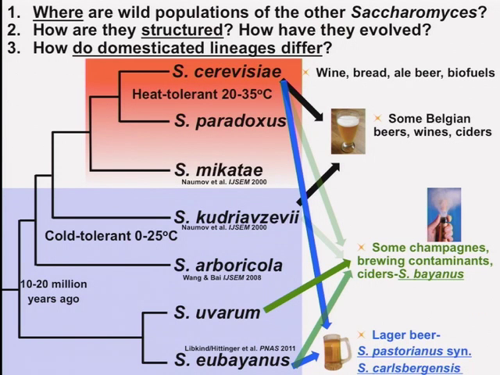Okay, so I've shown you some of the most interesting cases of places where we're starting to understand where wild populations of Saccharomyces are and how they're structured. We've talked a little bit about how they evolved and how they differ, in that there are interspecies hybrids, and that there's a lot of introgression between species.